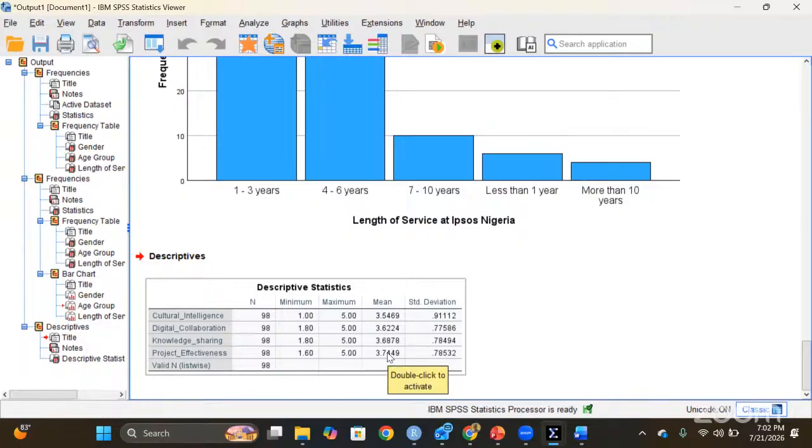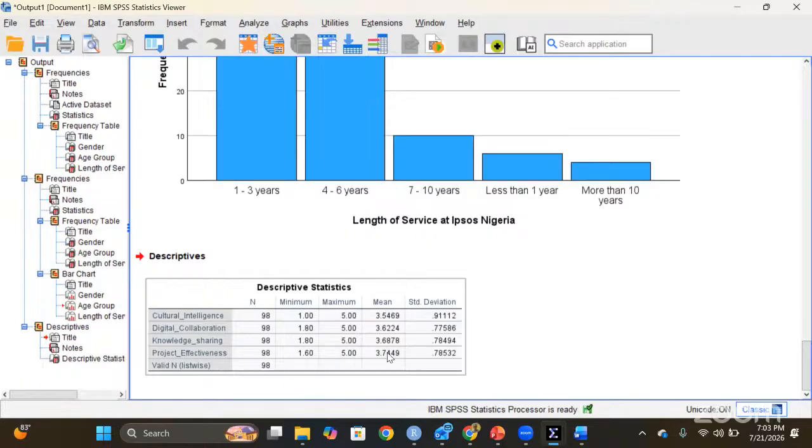What is this mean getting closer to? Agree. Why? Because it's greater than neutral. Neutral is 3, agree is 4, and strongly agree is 5. So that means that most of them are agreeing that what? That project effectiveness is done in the organization. Yes, that there's a high level of project effectiveness in the organization. That's just it.